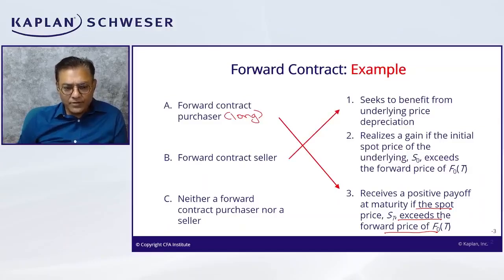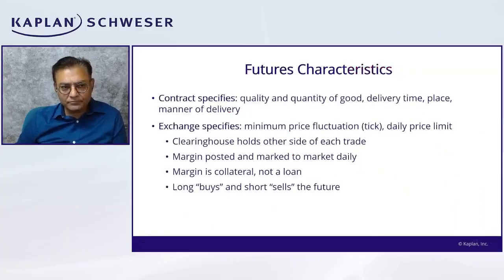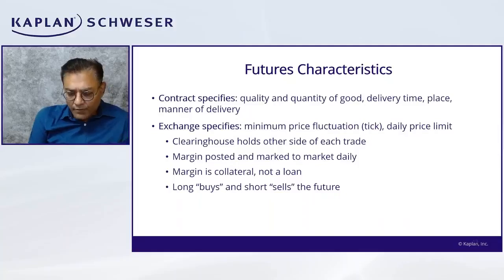Neither a forward contract purchaser nor seller realizes a gain if the initial spot price exceeds the forward price. The initial spot price is not relevant. We need what? The spot price on the settlement date. So neither forward purchaser nor seller realizes a gain if the spot price exceeds the forward price. All right. So that is a discussion about a forward contract.